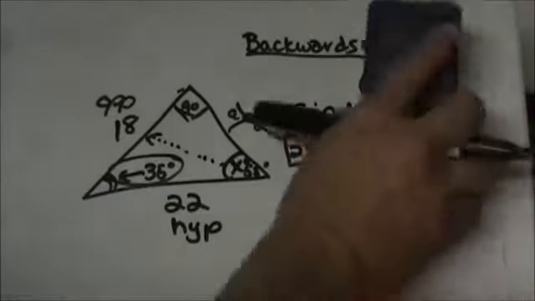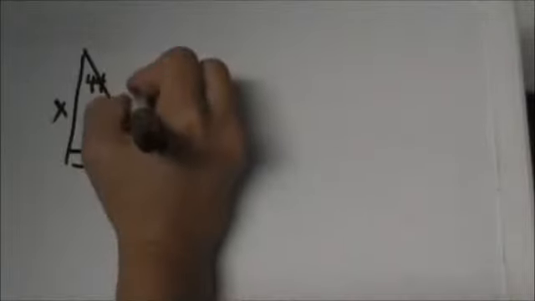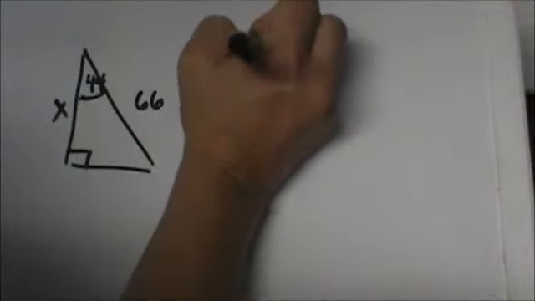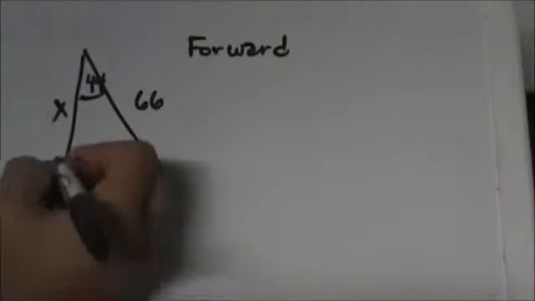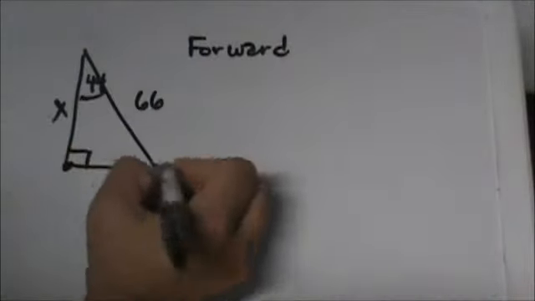We've got two more problems. See if we can find these missing parts here. Forward or backwards, that's what you need to be asking yourself. Okay, you've got an angle of 44 degrees here, an angle of 90 here, an x and a 66. Since you have the angle of reference, this is going to be a forward problem. So you're not going to use your second function key, you'll just use the regular trig, sine, cosine, or tangent.